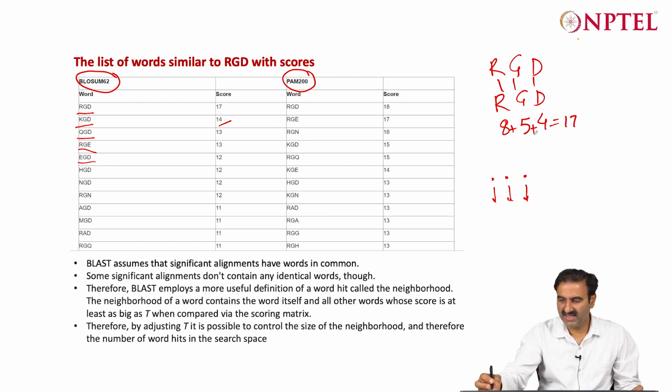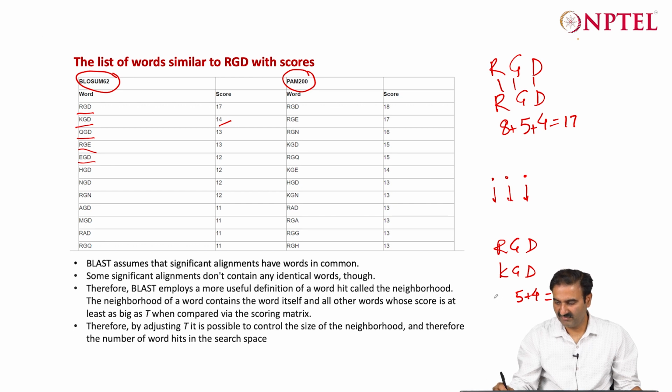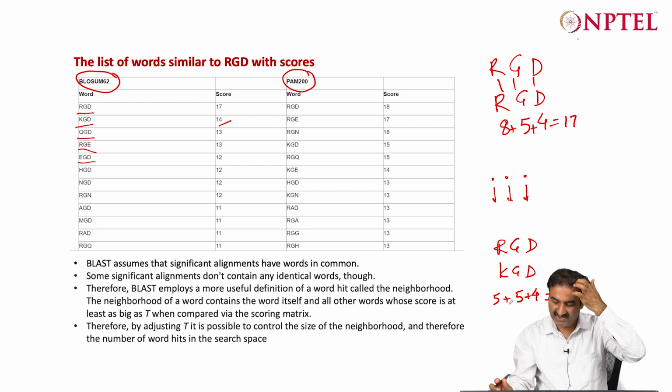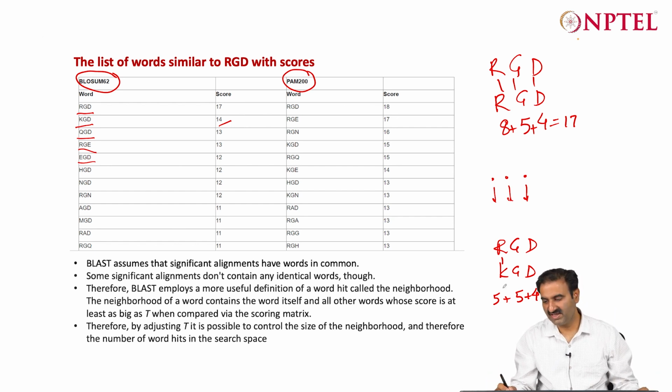Similarly, if I change it to KGD, it could be like 5 plus 4, and basically you have to make 14, so it will be 5. This is just a random example I am giving. So basically if R is changed with K, it is like 5. Just a random example, it is not from the actual scoring matrix.